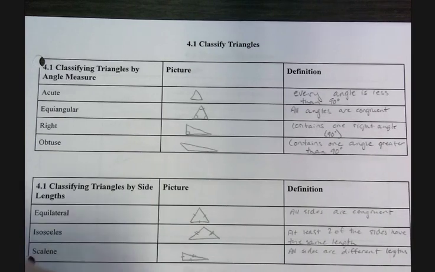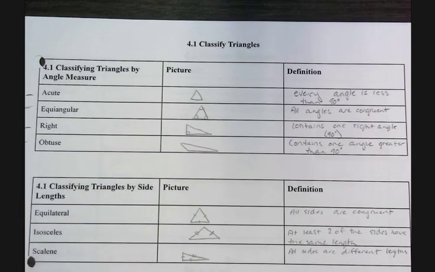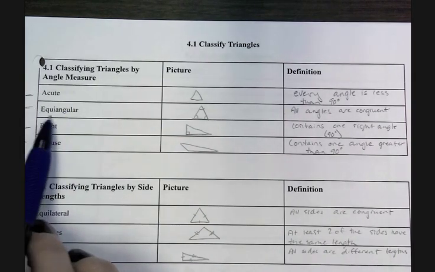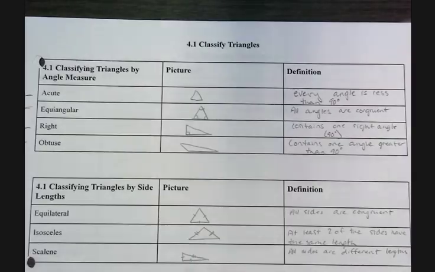So these are the different ways we can categorize triangles by their angles: acute, equiangular, right, and obtuse. Equiangular might be a new one for you, but all that means is that all the angles in my triangle are congruent.